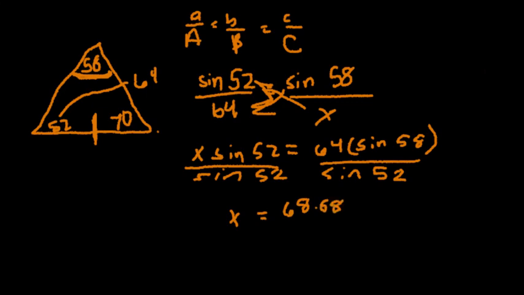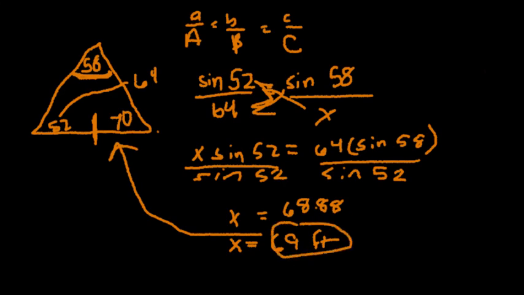But from here, we have to stop and remember that the question is asking for us to round to the nearest foot. This would mean that we'll round up because the decimal is over 0.5, which means that the answer will be 69 feet. So Tara and Bill are 69 feet away from each other.